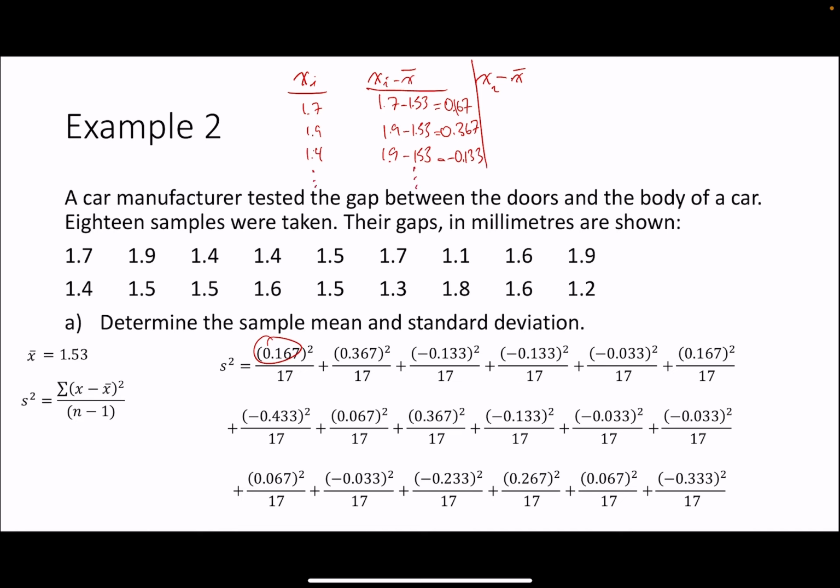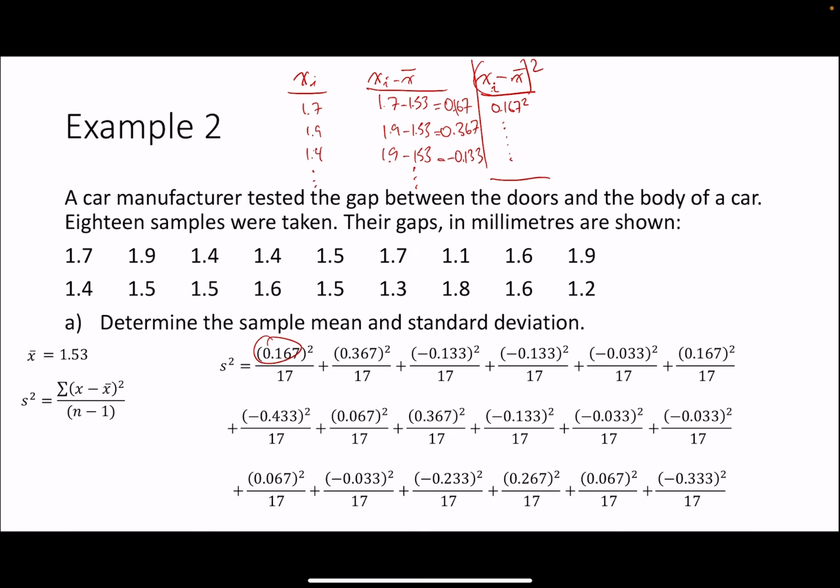Then I can do xi minus x bar, for all of them, by the way, keep going. Xi minus x bar squared. So then we square it, right? And then we do 0.167 squared. And we continue for all of them. And then we can add up all our values. Okay? And then divide by 17. But that's one approach. Okay?